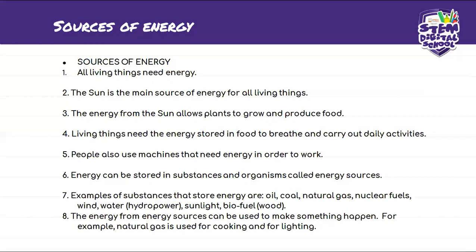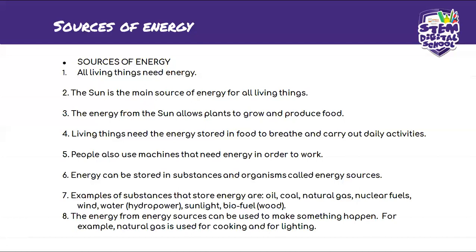Living things also need energy stored in food to breathe and carry out daily activities. And I hope you remember the seven life processes. People also use machines that need energy in order to work, at school or at the shop or at the station, or wherever you find machines. They need energy to operate. Energy can be stored in substances and organisms.